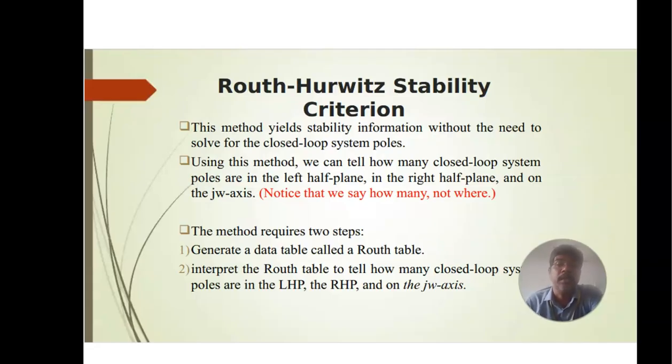The Routh-Hurwitz stability criterion is a very basic, simple approach for finding the stability of the system in the time domain. Using this method, we can tell how many closed loop system poles are in the right half of the S plane, the left half of the S plane, and on the imaginary axis. Based on the poles in the S plane, the system may be characterized as a stable, unstable or marginally stable system.